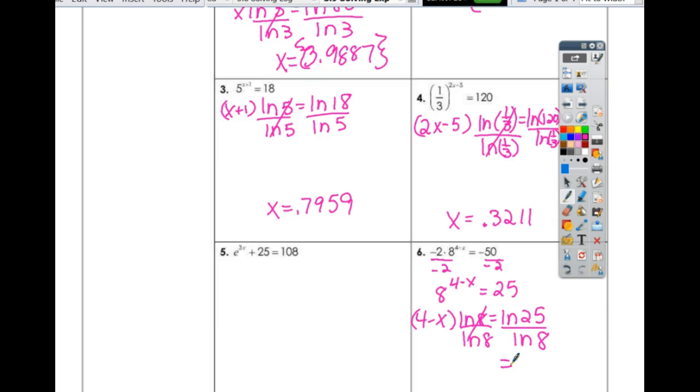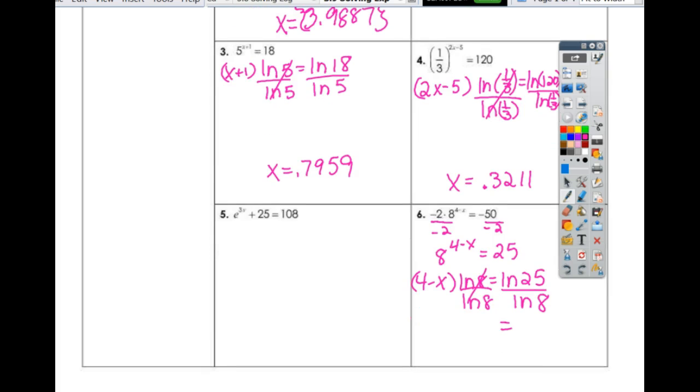I'm going to subtract 4, and then what do I divide by? -1, very good. And if you do that, check yourselves, but you should come up with this. Subtract 4 and divide by -1.